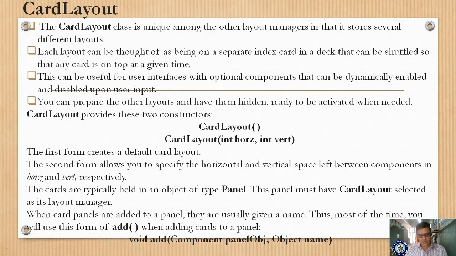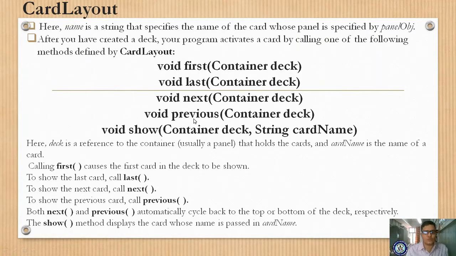Let us see: void add(Component panelObject, Object name). So you add the panel object, and whatever object you are adding in that panel is the object name. Yes, to understand this concept better, we will have some programs. You just observe those programs. Here name is the string that specifies the name of the card whose panel is specified by the panel object.